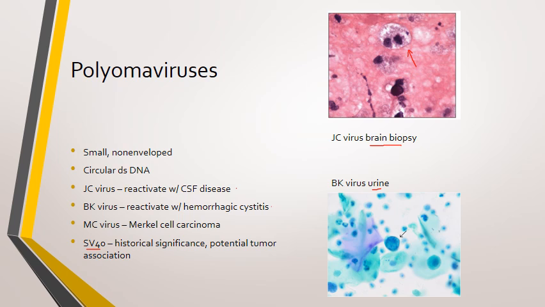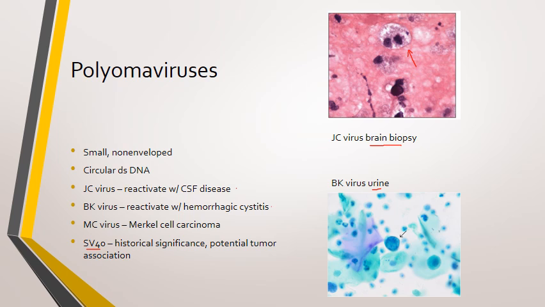However, they set up latent states. The latent phases that they set up are, in the case of the BK virus, in the kidney, and in the case of the JC virus, in B lymphocytes. And it's during reactivations, which can occur anytime after that, in particular likely during a period of immune suppression.